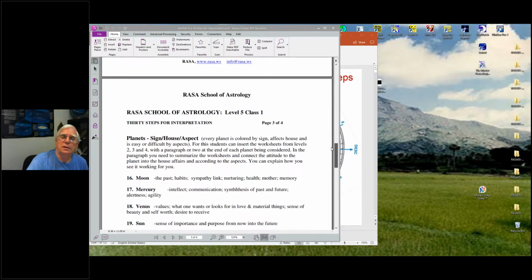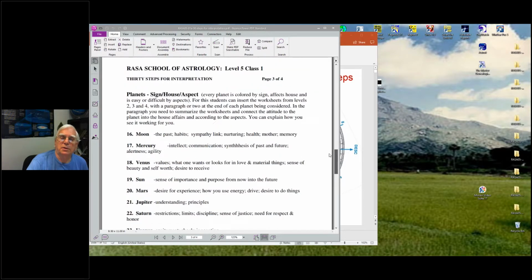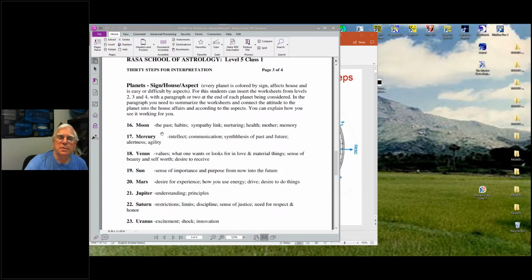Then there's steps 16 to 25, one for each planet. You take the planet, you do all the categories of the signs, all the categories of the houses, all the aspects, and then by putting them together, you see how they all merge and affect each other. Having done the worksheets at level 2, 3, and 4, the signs, the houses, and the aspects, you've done what's required for putting these together. So you just organize these in order: signs, houses, planets for the moon, aspects for the moon. You do it for each planet.